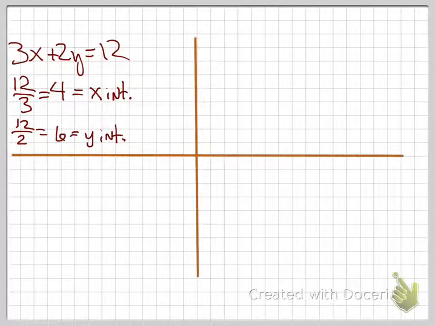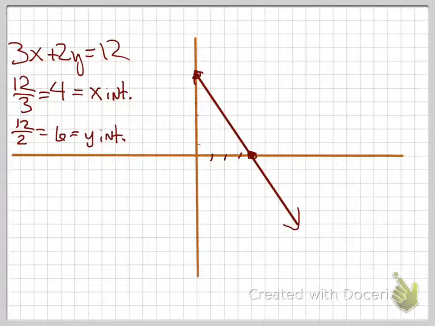So 4 on the x-axis is right there. 6 on the y-axis is going up 6. Right there. I've got 2 points. That's all I need for a line. Connect them. There's your line. There's your graph. Using intercepts is not hard. Should be easy.